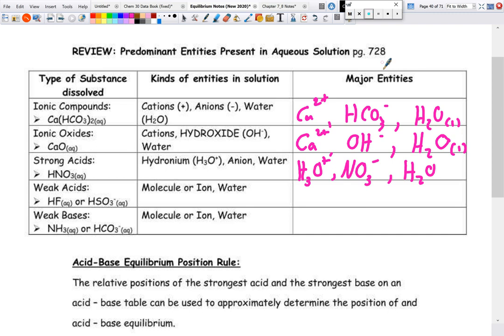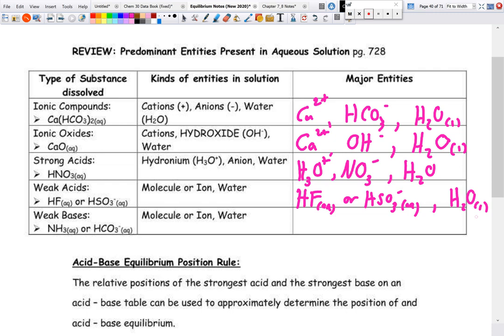Now, for our weak acids, you have to be very careful about these here. So our weak acids are going to be anything below the hydronium ion line, and there's most of them there. So depending if we have a weak acid molecule or a weak acid ion, when we write them in solution, the major entity, the molecule or ion, is going to remain unchanged. So that means HF, if we put this in water, the major entity is still going to be HF. If we put HSO3- in solution, then the major entity is still going to be HSO3- because they are weak. And of course, water is always going to be present.